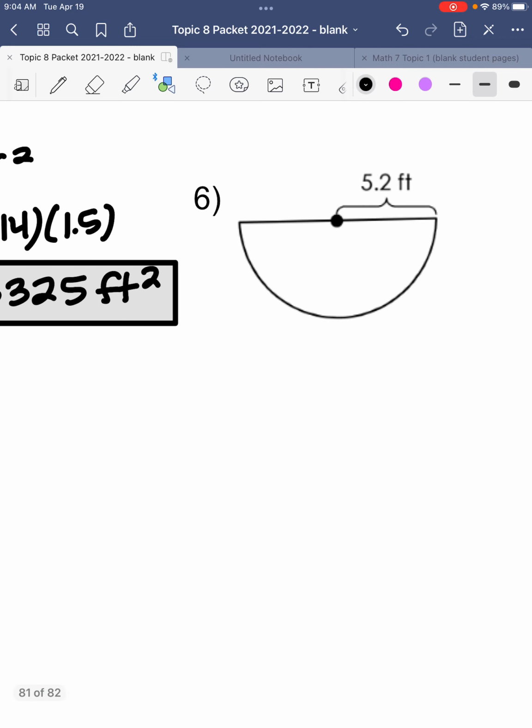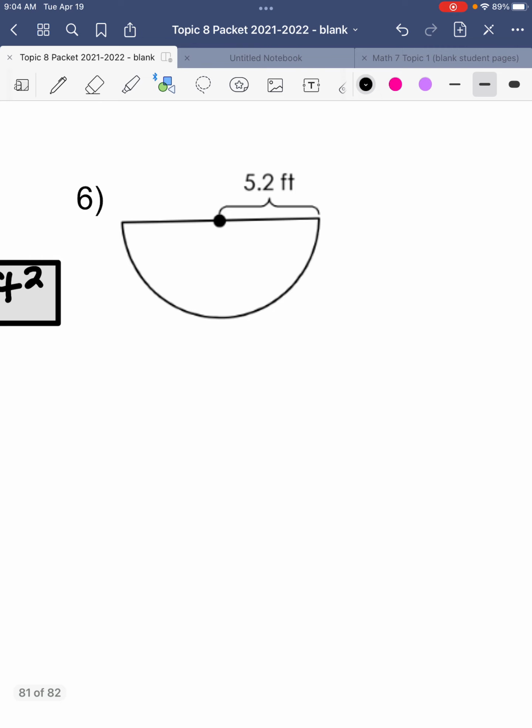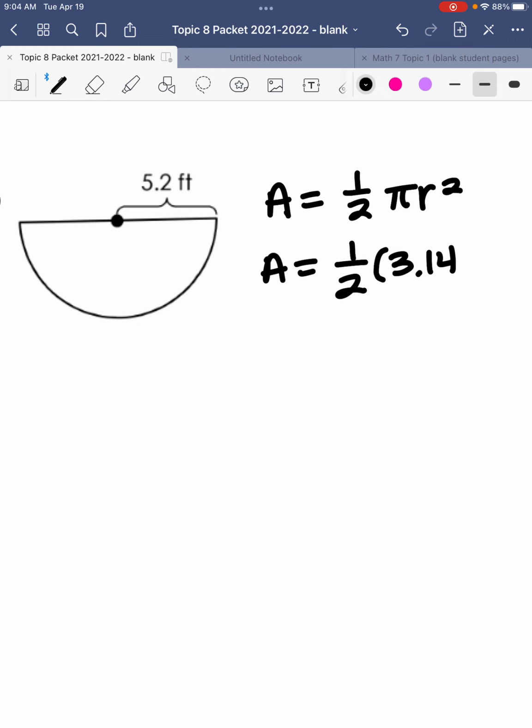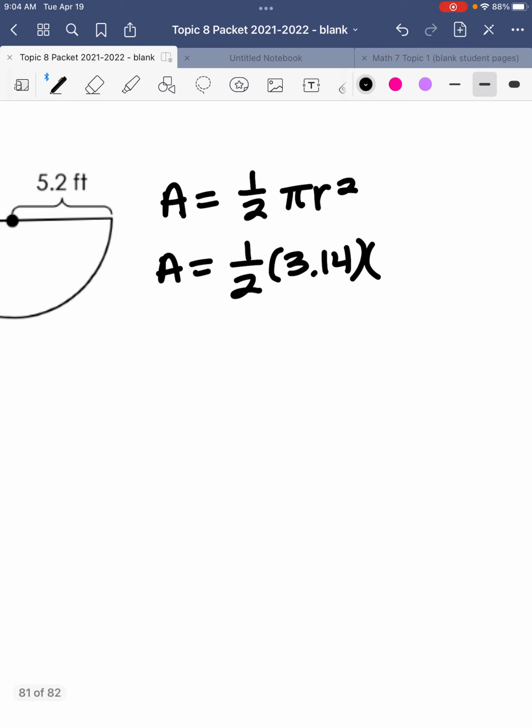Okay, moving on to number 6. Again, I have a semicircle. So my formula is the formula for area, but I'm going to multiply it times 1/2. Or in other words, I'm dividing it by 2 because we just have half of a circle. So I'm just going to put a 1/2 out in front, right? Now, this time I was given the radius, so that's good. So area is 1/2 times 3.14 for pi times 5.2, and I need to square that.